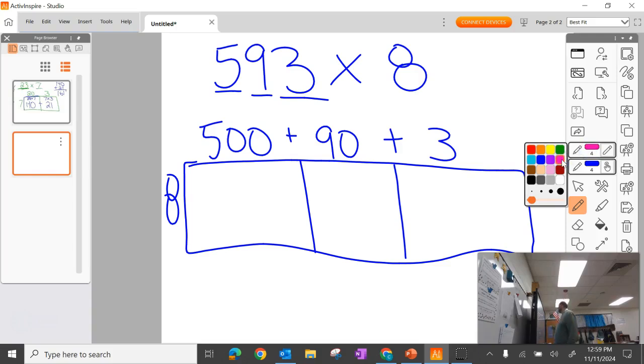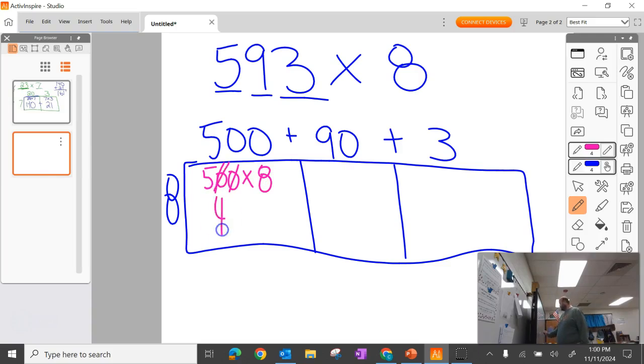Okay, so we have that. We're going to change to pink. So we write our equation at the top. When we're first starting out, you always want to write your equation. 500 times 8. How many zeros can I chop? I chop 2 zeros. 5 times 8. Oops, 5 times 8 is 40.